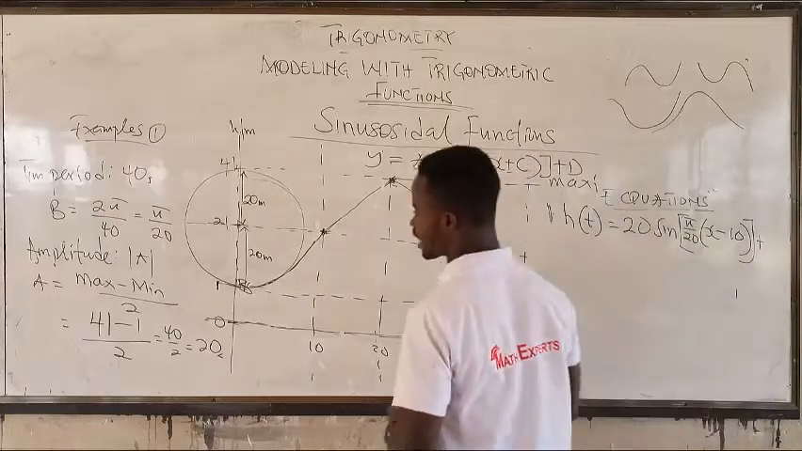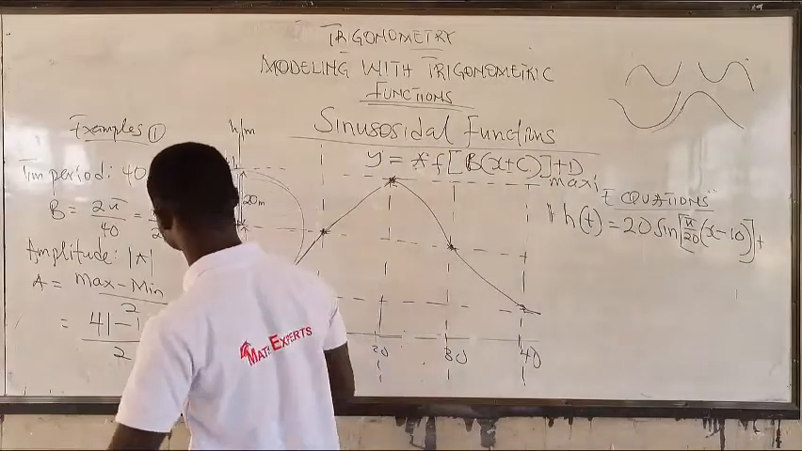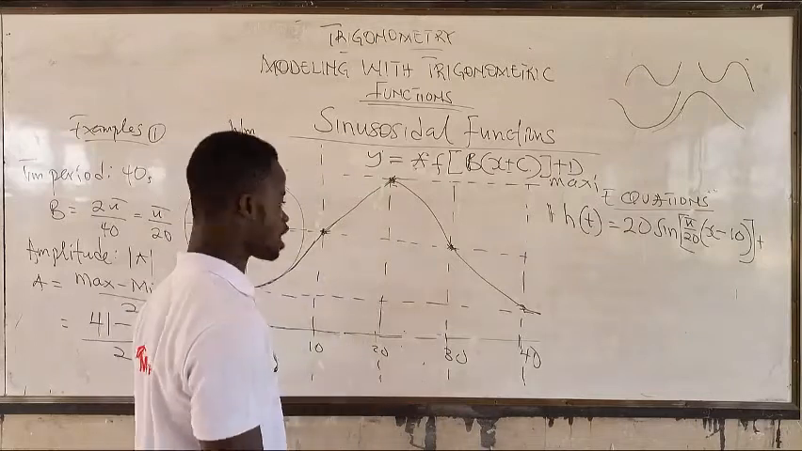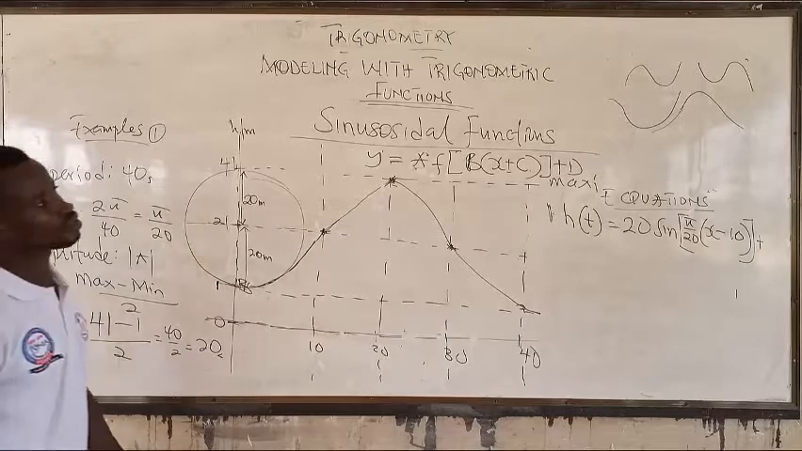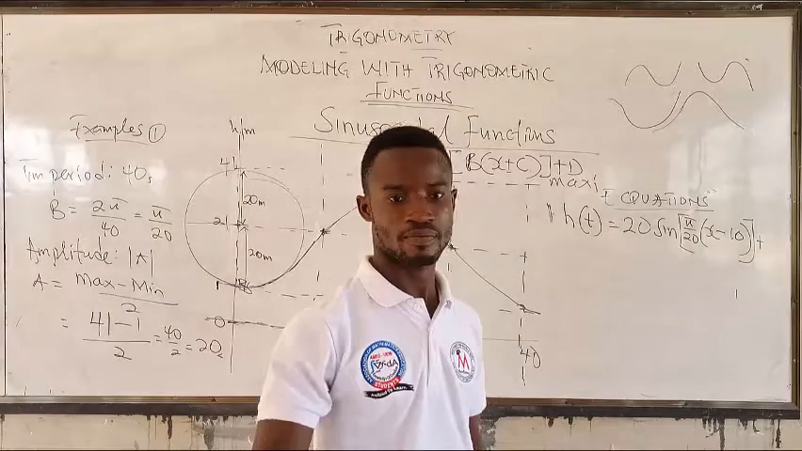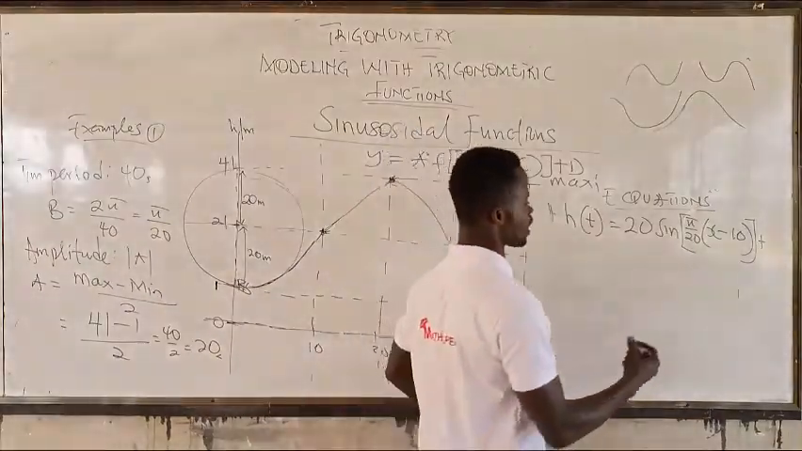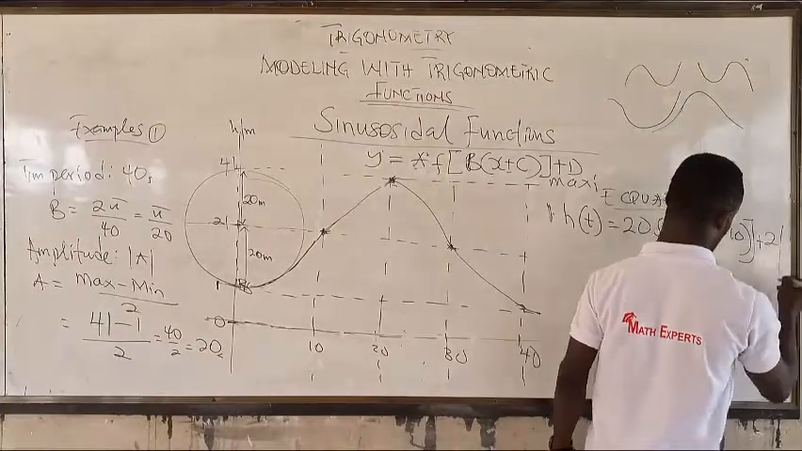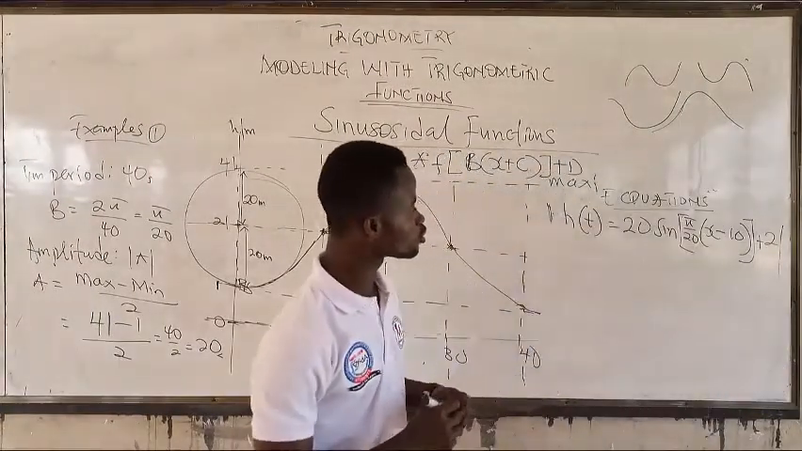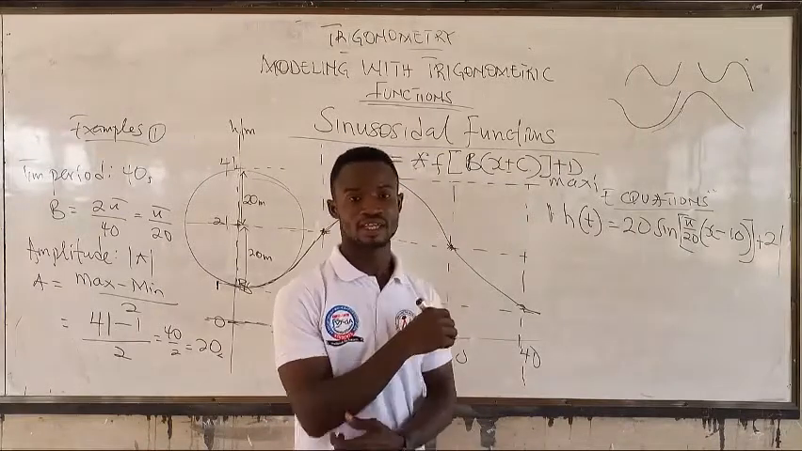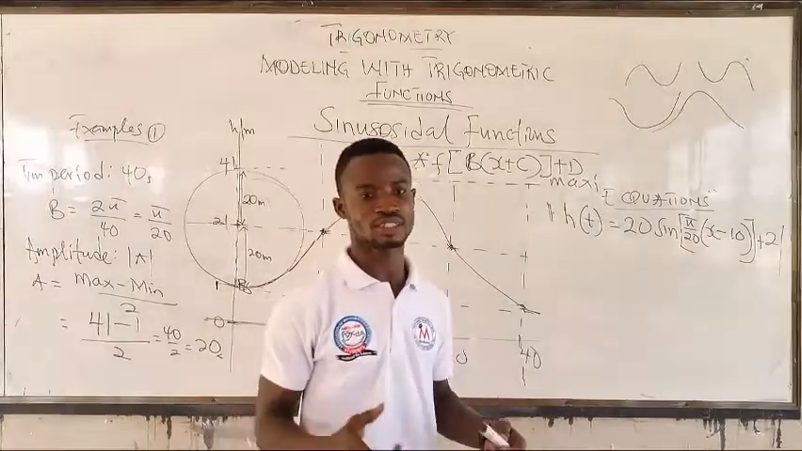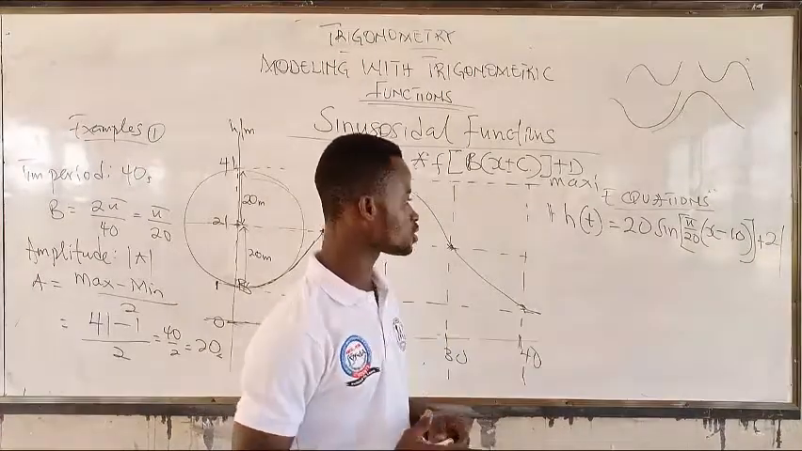Plus, you know that the vertical shift. Where is the vertical shift? Okay, the vertical shift, we have 21. And that is 21. Very good. So that's how we determine the equation.